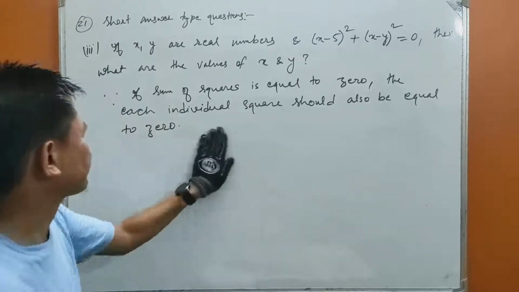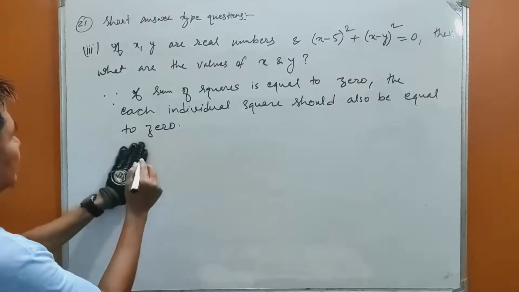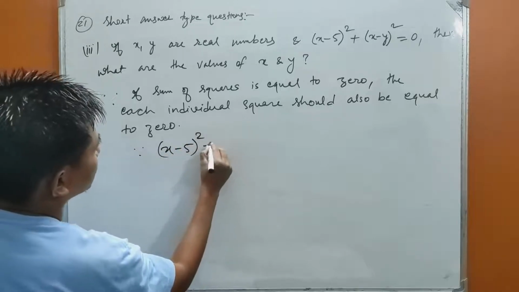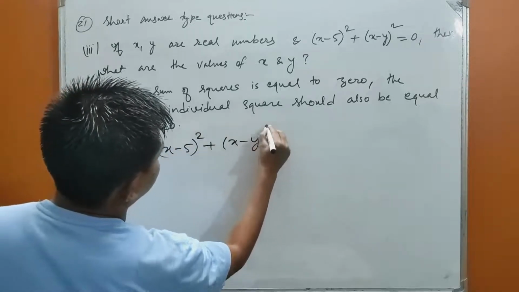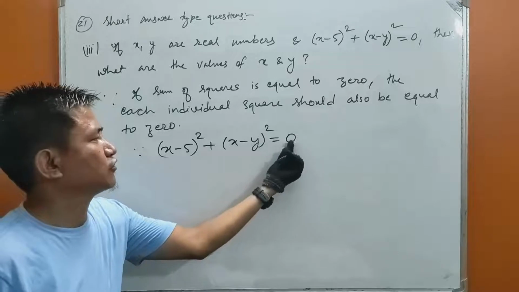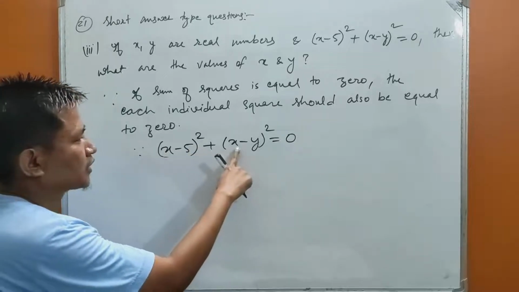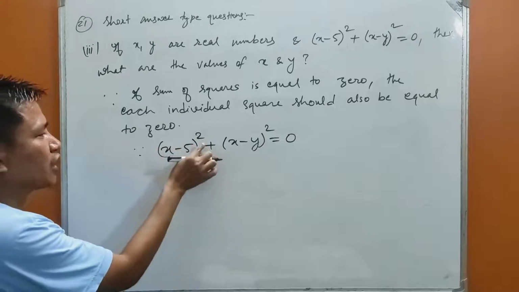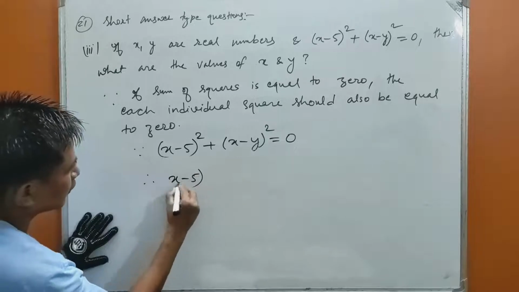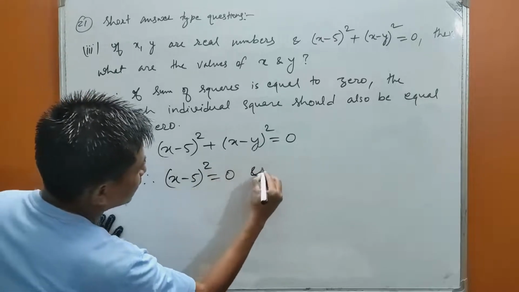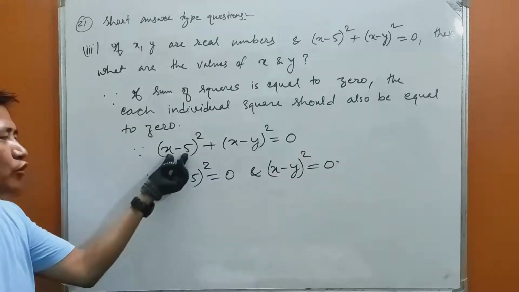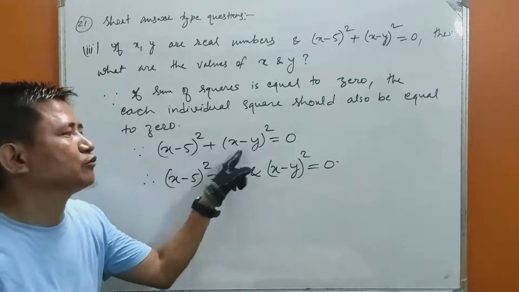Okay, now therefore, since (x minus 5) whole square plus (x minus y) whole square equals 0, let us say a square plus b square equals 0. Therefore, (x minus 5) square should be equal to 0 and (x minus y) square should also be equal to 0, isn't it? Both of them should be equal to 0, then only this equation will hold true.